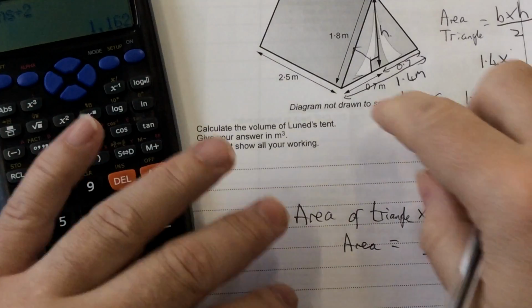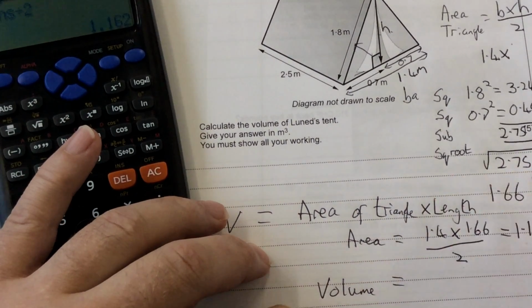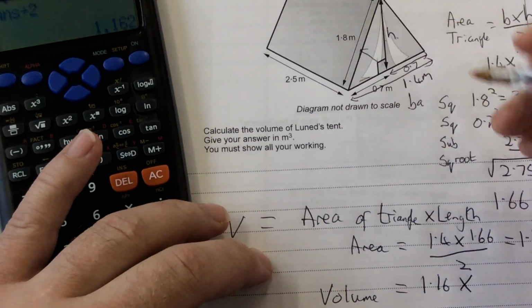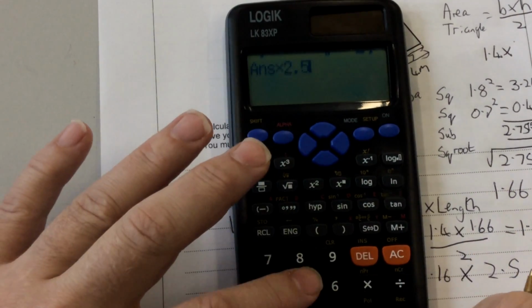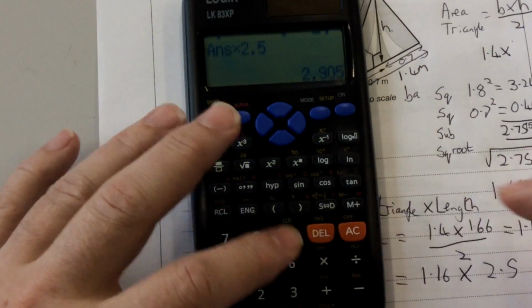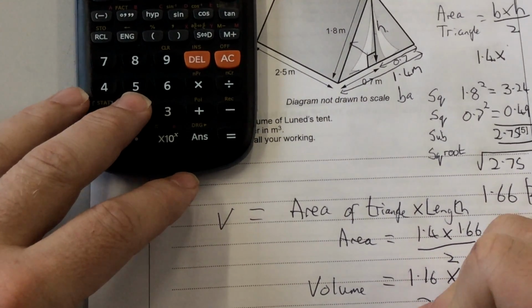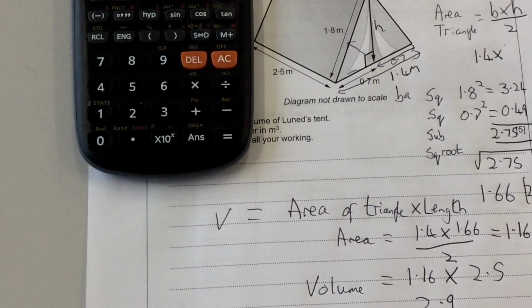And now I'm going to multiply by the length going back. So the volume is 1.16 multiplied by the three-dimensional length, which is 2.5. So we're multiplying that by 2.5. My answer, to 1 decimal place, is 2.9. So the volume of my tent is 2.9 meters cubed.